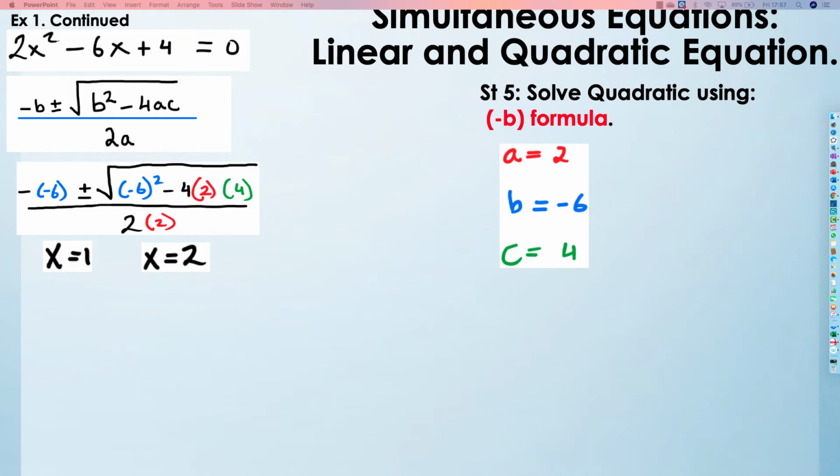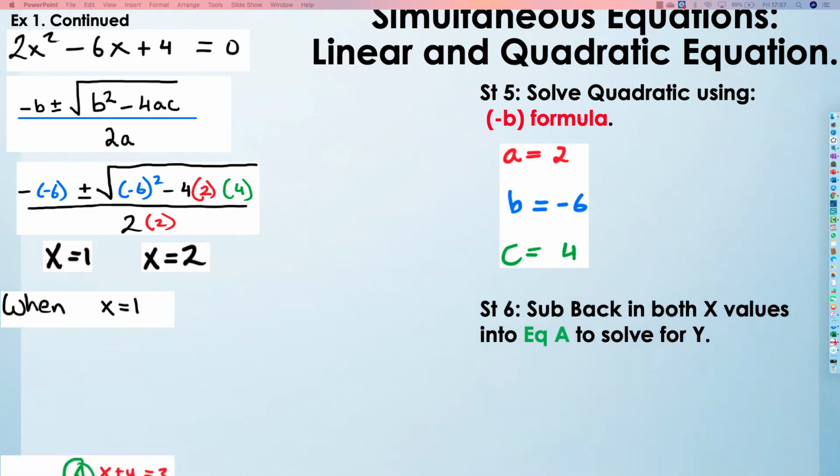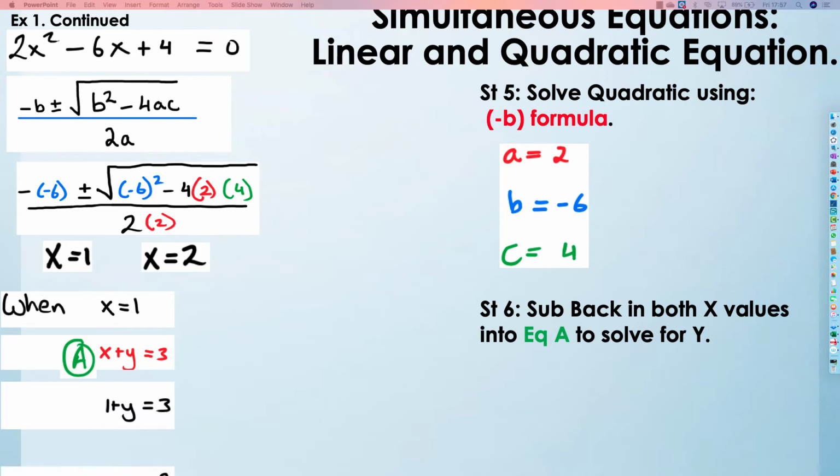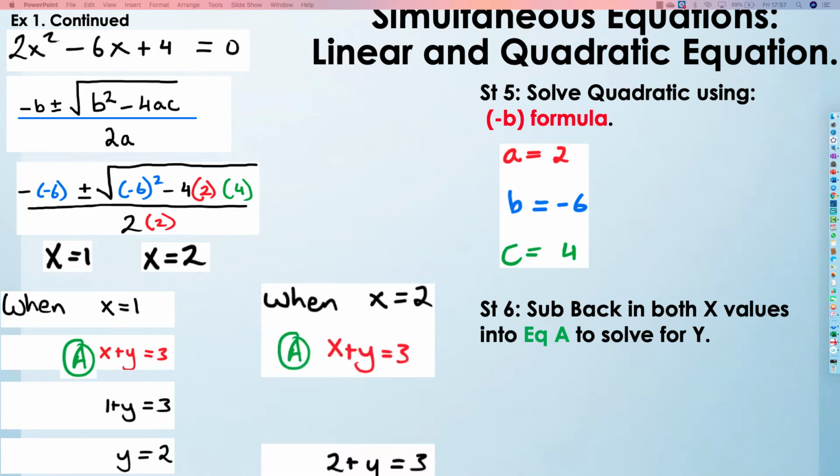It's simultaneous though. You can't just get x, you must get y. So you sub it back into your original statement. Our original statement was x plus y equals 3, top line. So x is equal to 1, plus y is equal to 3, y is equal to 3 minus 1, which is 2. x is 2, y is equal to 3 minus 2, which is 1. There are your two values: when x is 1, y is 2, and when x is 2, y is 1.